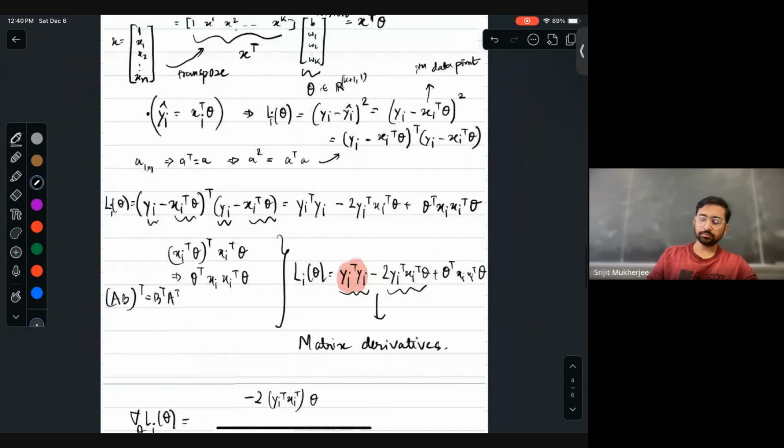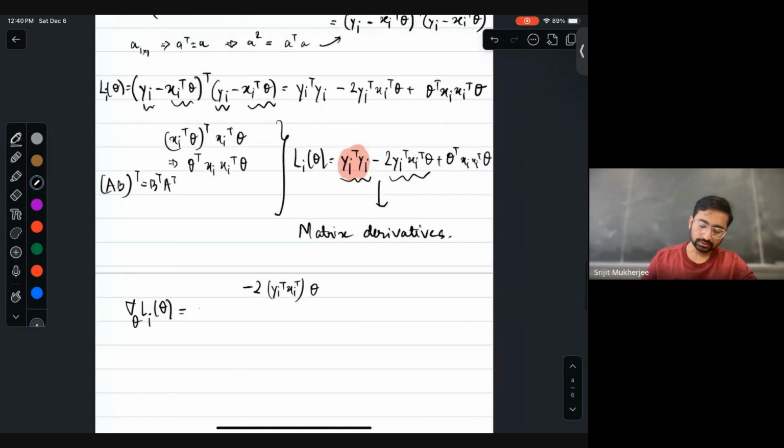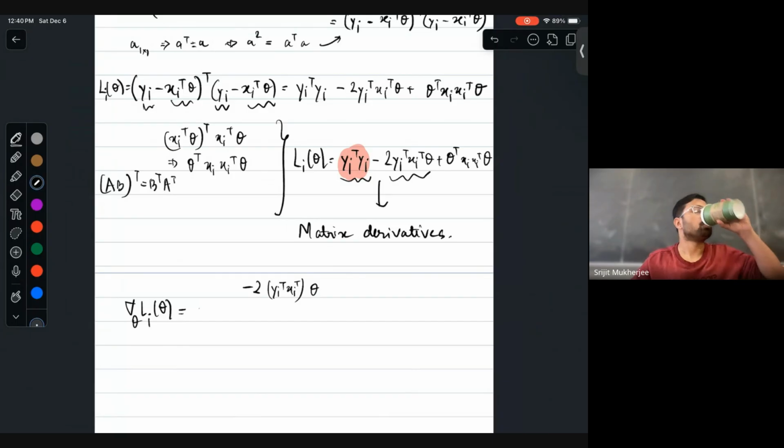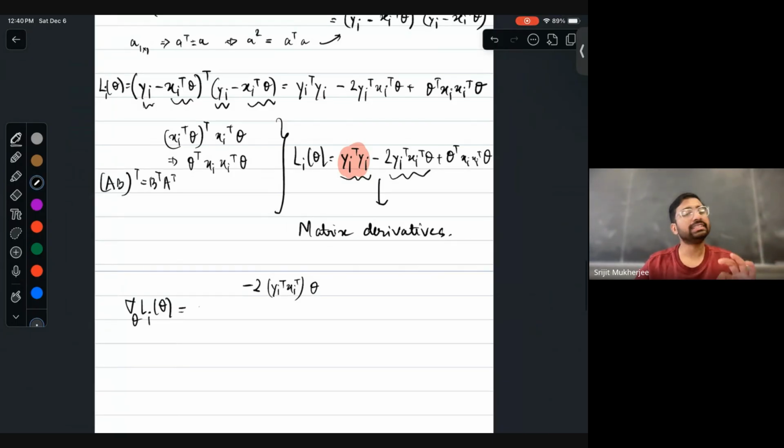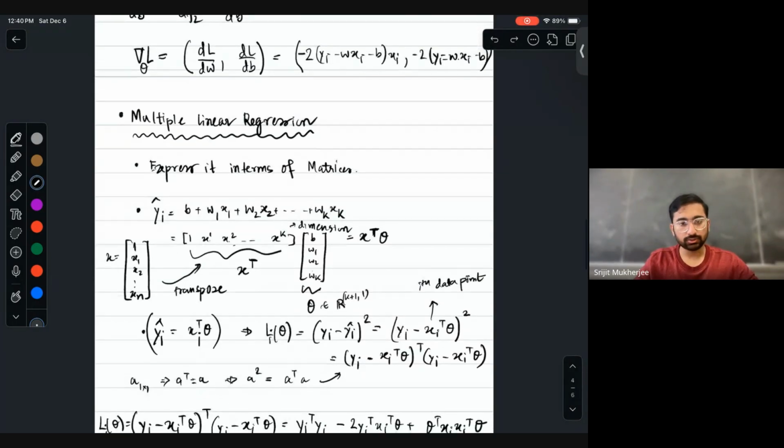So you can now see that, so you can find out what will be this. Yi is a single number, remember that. So this is nothing but the dimension of xi transpose. Minus 2 times... essentially, it is some constant times theta divided by theta, it will be just a constant. But the constant dimension should be the same as the dimension of theta. And theta is k plus 1 comma 1.